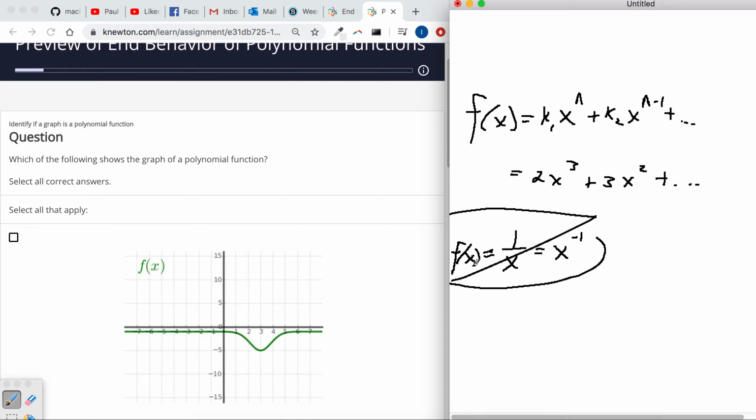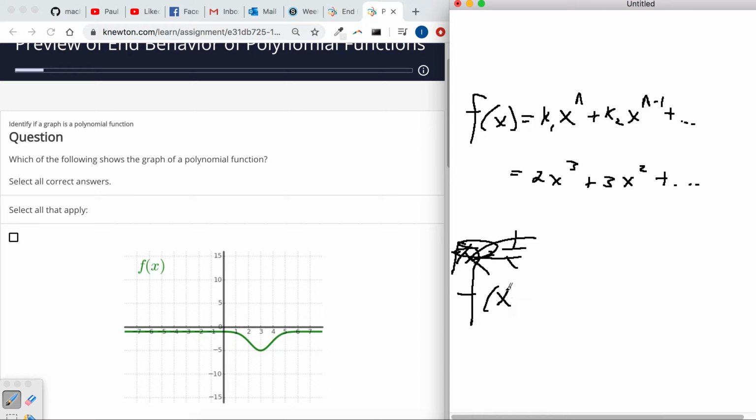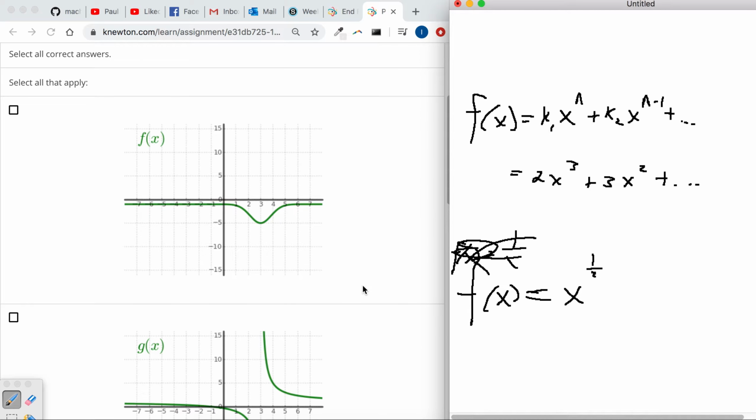Can't be any funny business either. You can't have a square root or something, because polynomials have integer powers. So x to the 1/2 is not a polynomial. And just keep in mind that x to the 1/2 power is the same thing as the square root of x. So can't have fractional exponents for polynomials.